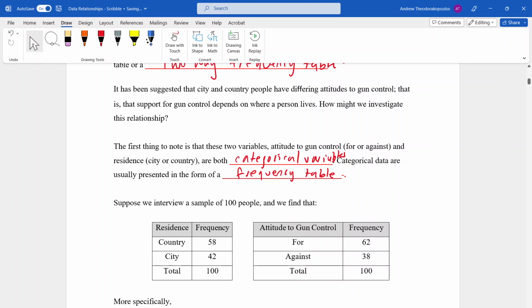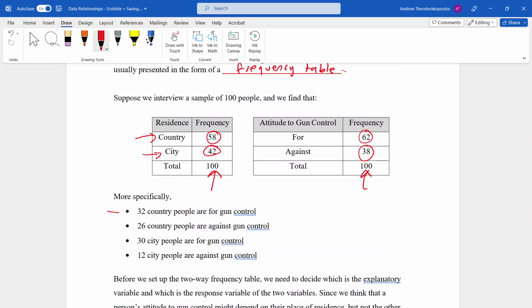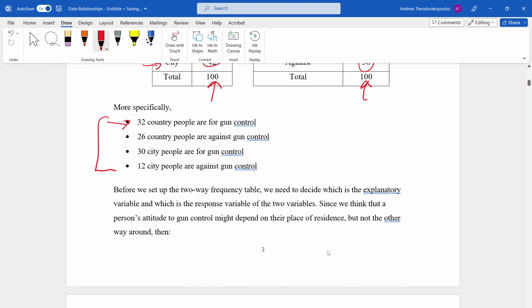Okay, so those who live in the country, there is 58 of them. Those who live in the city, there's 42 of them. In total, we have 100 people, just like here. Okay, but then we asked the same 100 people a question again, and we said that 62 of them were for gun control and 38 against gun control. More specifically, we've got the breakdown here. Okay, so 32 people are for gun control that live in the country. 26 that live in the country are against, and so on. The rest is here.